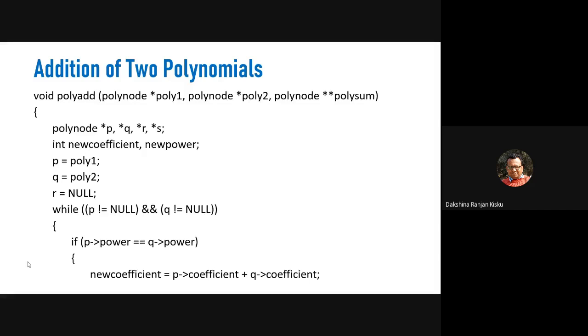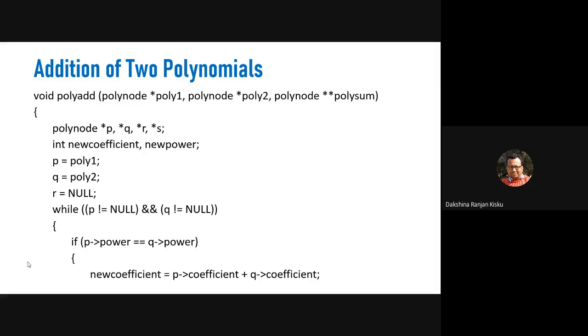Now, when we think to add two polynomials of a number of terms, we could have two pointers, that is poly1 and poly2 of type struct polynode. Okay, and this poly1 pointer will point to the first linked list, which is constructed on the first polynomial, and poly2 is the second pointer which will point to the second linked list, which is constructed on the second polynomial.